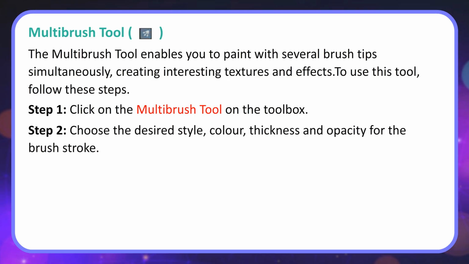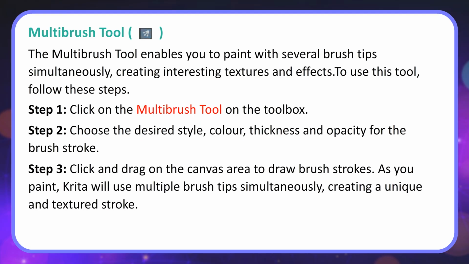Step 2. Choose the desired style, color, thickness and opacity for the brush stroke. Step 3. Click and drag on the canvas area to draw brush strokes. As you paint, Krita will use multiple brush tips simultaneously, creating a unique and textured stroke.